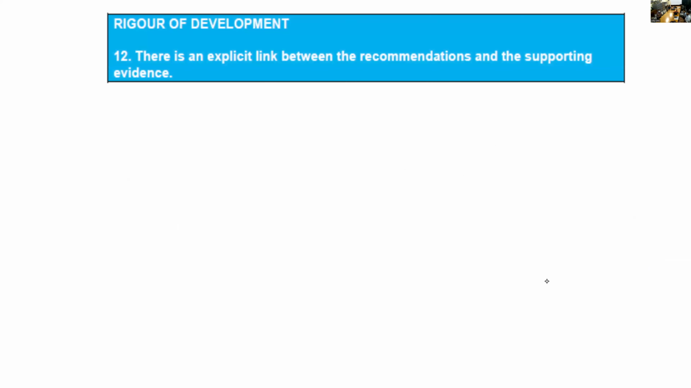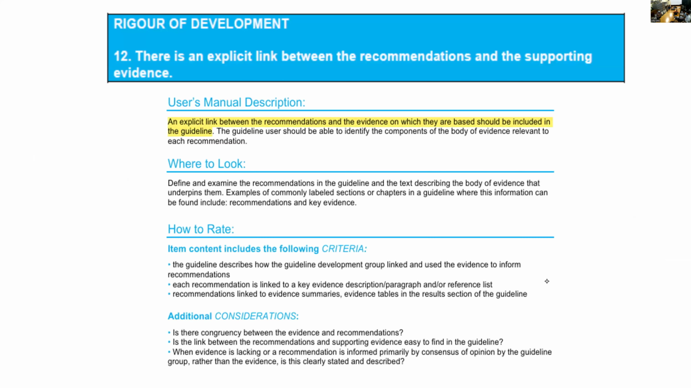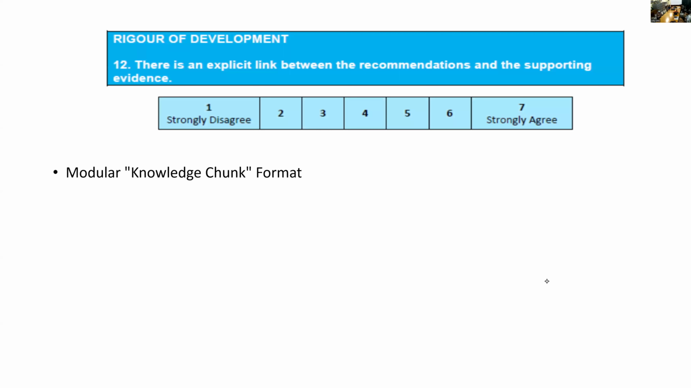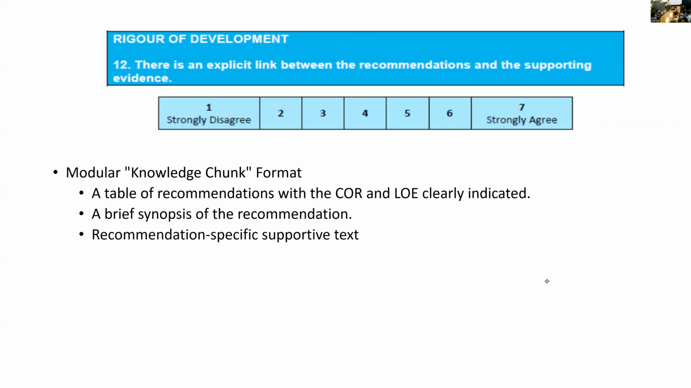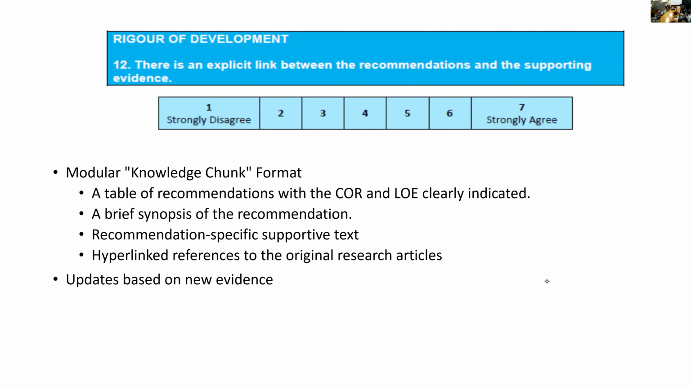So there's an explicit link between the recommendations and the supportive evidence. Again, the guideline describes how the guideline development group links and uses the evidence to inform recommendations. To answer that, they had what is called a modular knowledge chunk format, which is different from the evidence to recommendation. A table of recommendations with COR and LOE is clearly indicated. They had a synopsis of the recommendation, a recommendation-specific supportive text, and there are hyperlinked references to the original research articles.